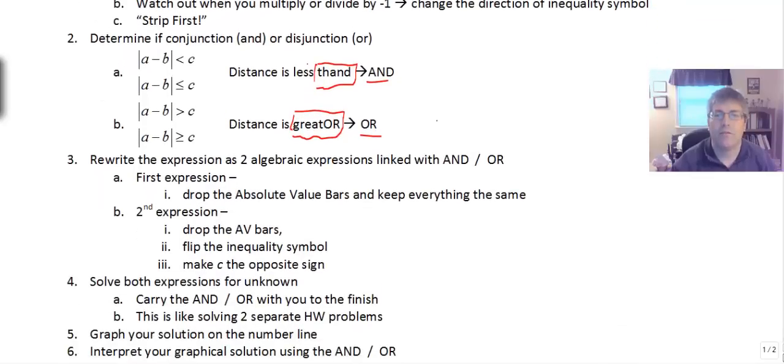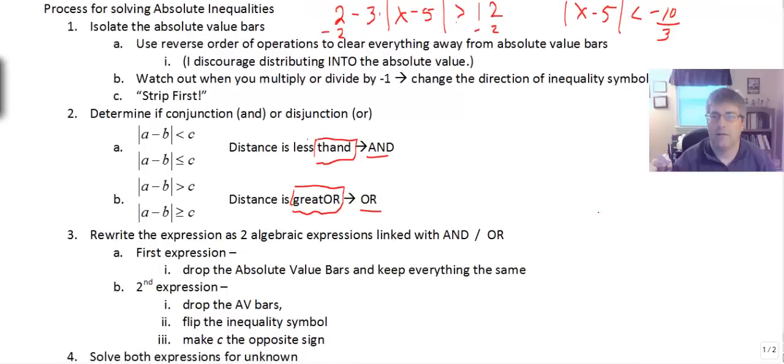Then, once we have stripped everything away, we want to rewrite our expression as two algebraic inequalities linked with "and" or "or." So in my little sample up here, we would have x minus 5 is less than negative 10/3. And we said this was an "and" and x minus 5.